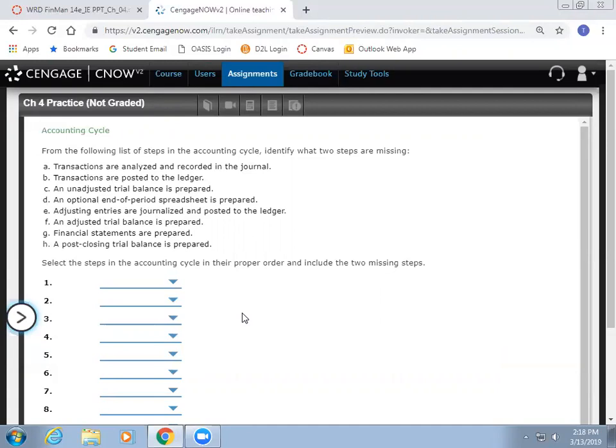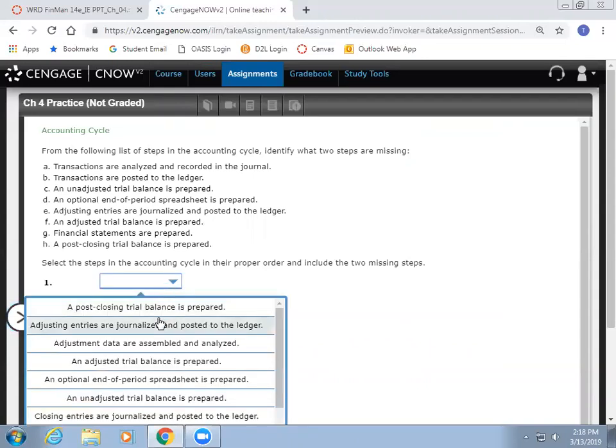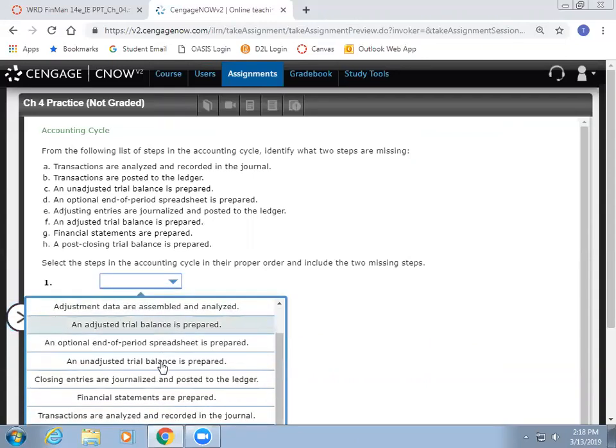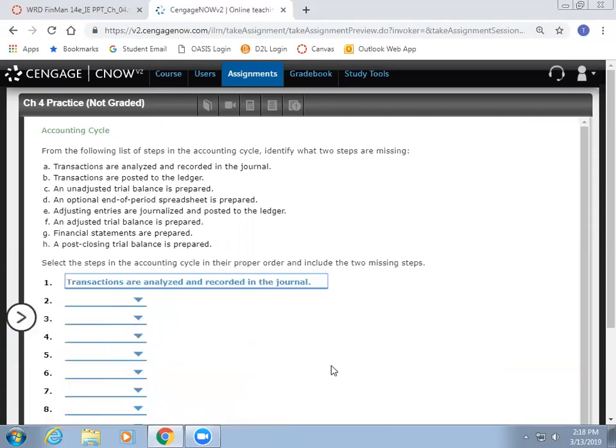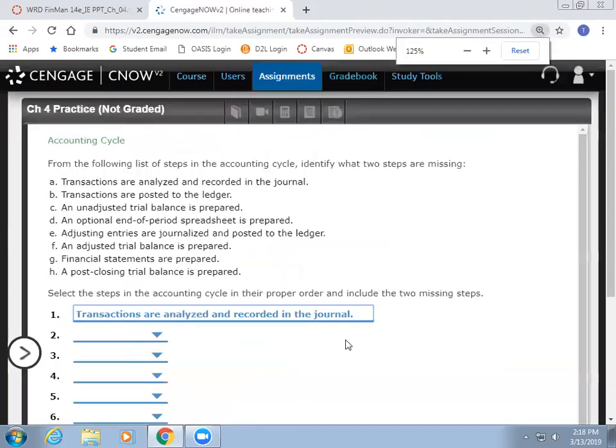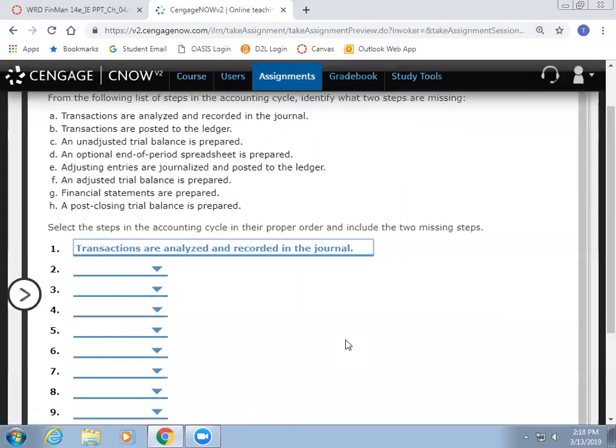So for A, for example, transactions are analyzed and recorded in the journal. We did that, really, we learned how to analyze in chapter 1, but we journalized in chapter 2. So that's the first one. So the first step in the accounting cycle is always to analyze and record transactions in the journal. Okay? B is the next step. That is the second step. Those transactions are then posted to the ledger.